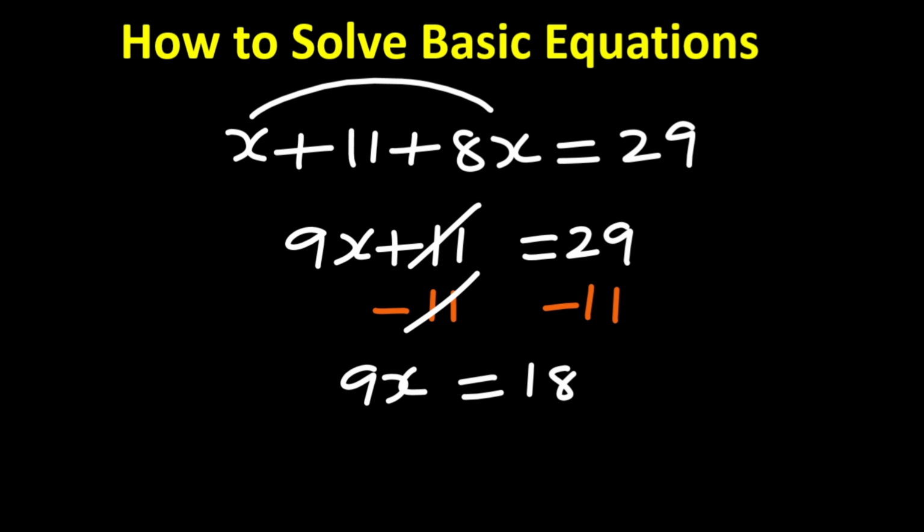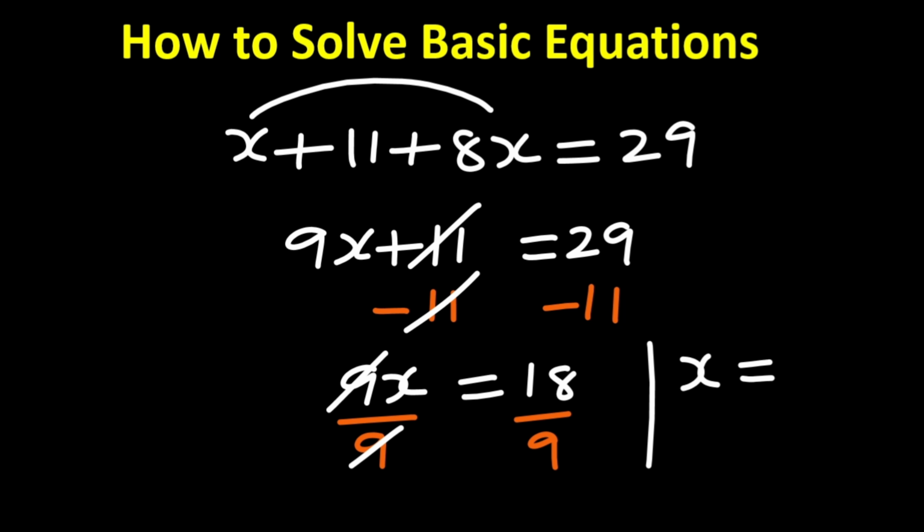Now, to find the value of x, we should get rid of 9. As you can see, it is 9x, 9 times x. So x is being multiplied. What's the opposite of multiplication? It's division. So you divide by 9 on both sides of the equation. So we can cancel out 9 and we get here x on the left side. So x equals 18 divided by 9. So that's 2. So the answer is x equals 2. That is the solution to the given equation.